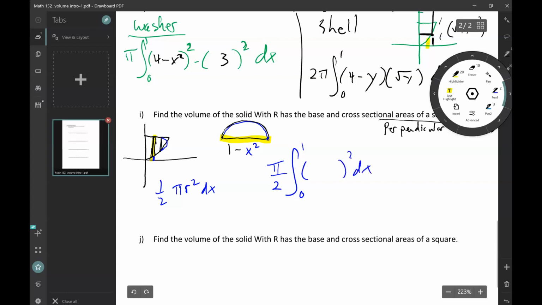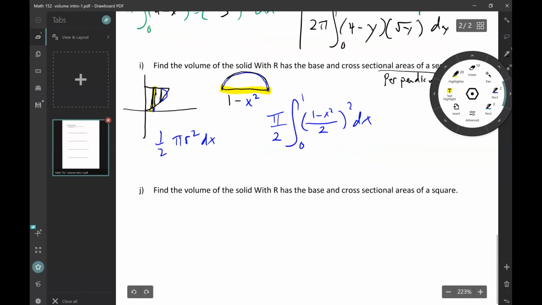Now, that 1 minus x squared, of course, is the key expression here. But notice 1 minus x squared is the diameter of the semicircle. And we all know that radius is half of the diameter. So what's going to go in here is 1 minus x squared over 2. So once again, if we integrate that, we will find the volume of this shape that's determined by the semicircle. Okay?